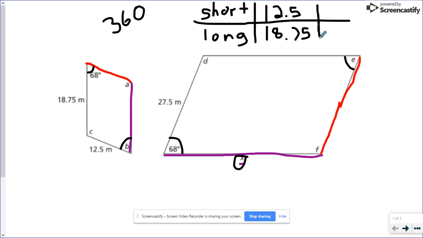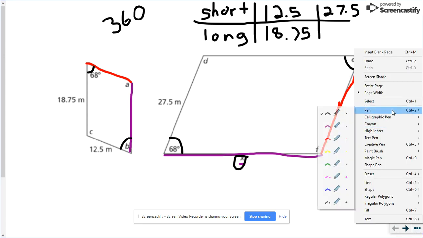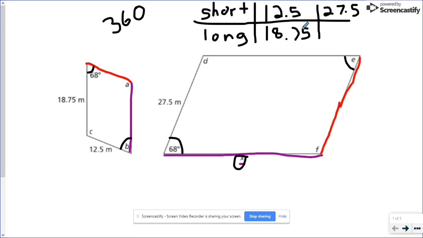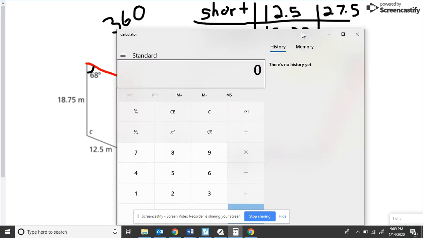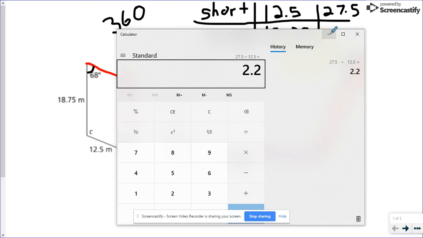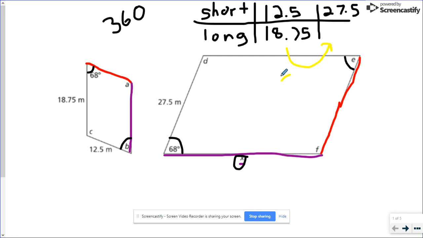And then I'm going to look at my larger one, and I see that my short side is 27.5 and my long side is the one that's actually missing. So now I have to figure out, well, how am I going from one number to the next? How do I go from 12.5 to 27.5? Because whatever I do there is going to be the same thing here. And the numbers aren't always going to be really easy to figure out. So we can always go back and we can do our division. So in order to figure out what number to multiply by, I can easily just turn that into 27.5 divided by 12.5. And that gives me my scale factor of 2.2.